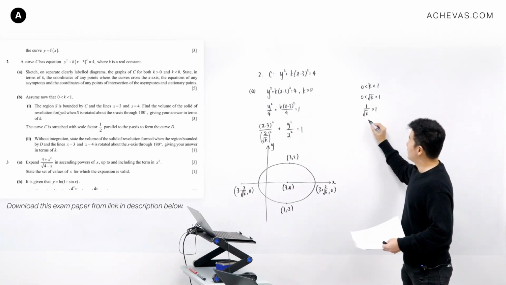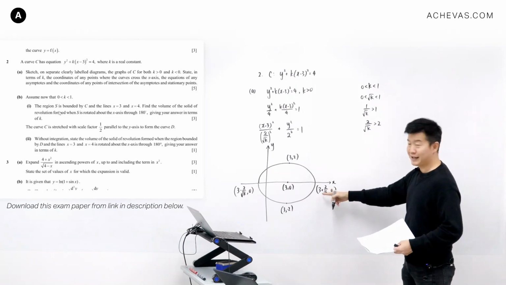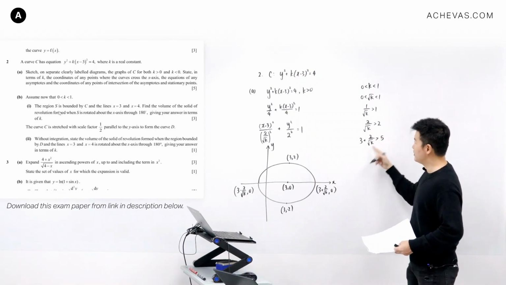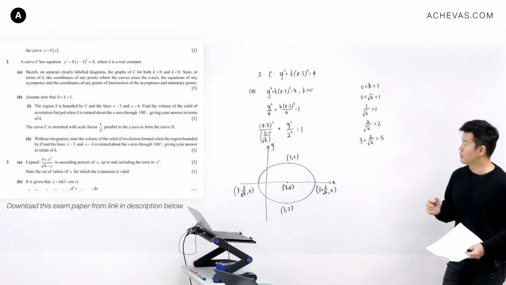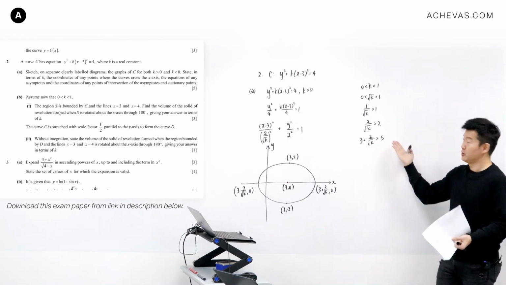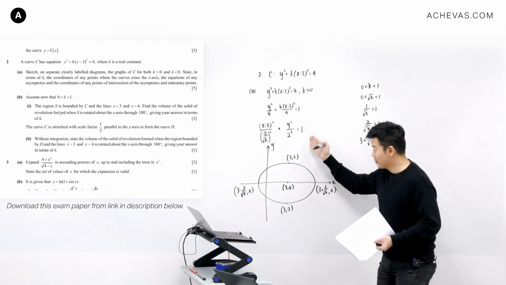So if I were to multiply by 2, this is going to be bigger than 2. If I were to add 3 to it, 3 plus 2 over square root of k plus 3, this is 5, which means that 3 plus 2 square root of k is a number that I'm expecting to be bigger than 4, because it is going to be bigger than 5. So 4 is going to be somewhere here.